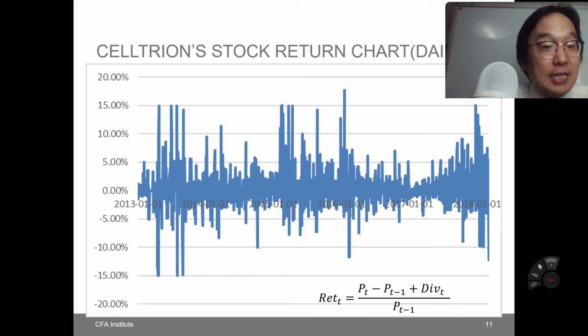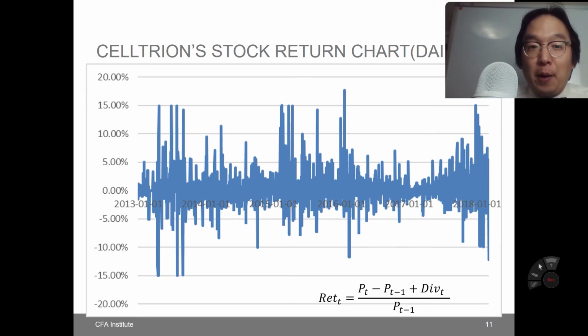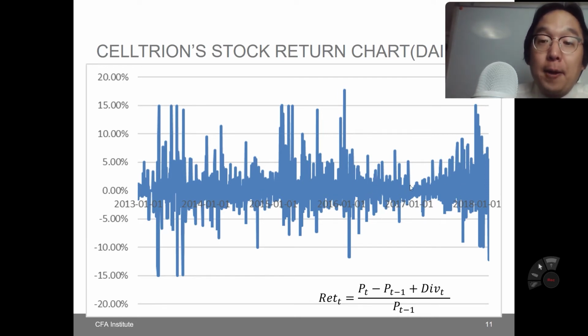The next day it plunges by 15%. Crazy. Winning 15%, losing 15%, you're going nowhere, right? And sometimes it goes even further, like a 20% up and down, right? Sometimes, of course, there is some tranquil or peaceful period, where the daily return is only like 1% up or down. Okay, this is Celltrion, a biomedical company with a short history.